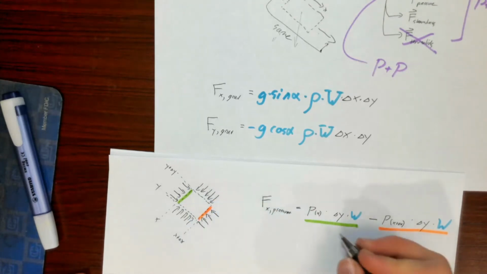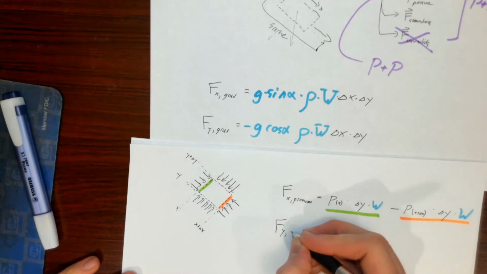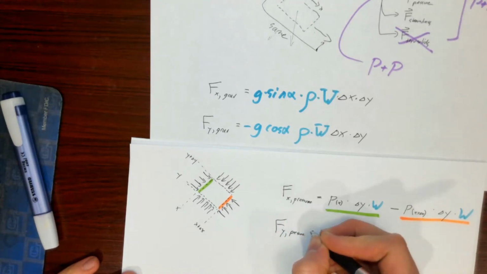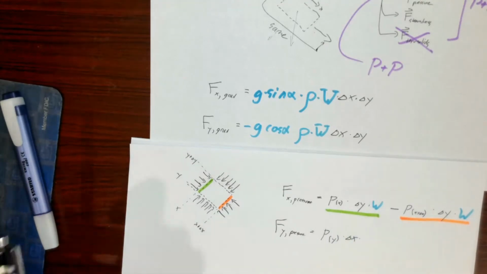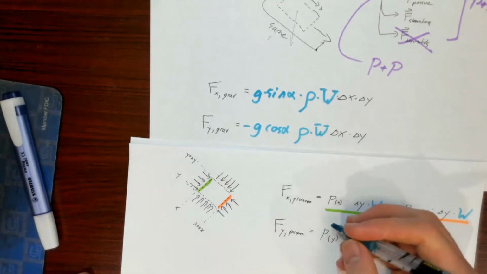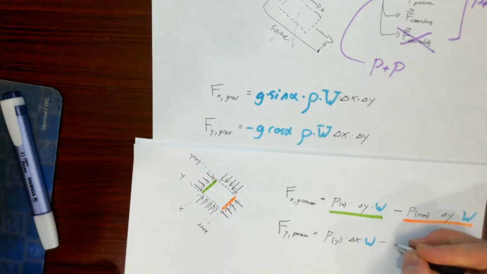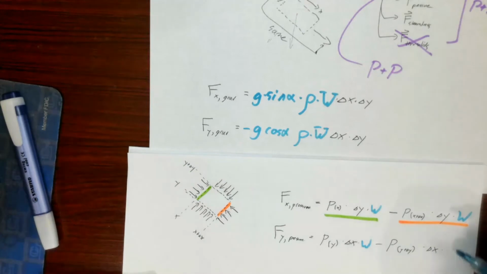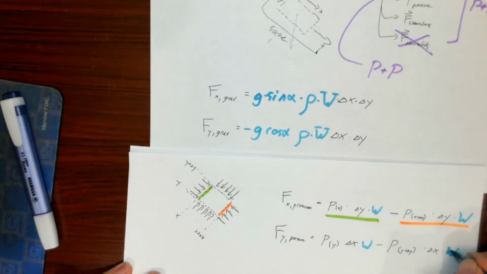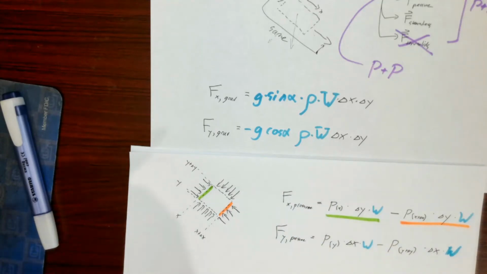We can formulate a similar thing for y pressure forces. So what's that going to look like? Fy due to pressure is equal to the pressure at y times delta x times w minus the pressure at y plus delta y times delta x times w. And now we've formulated both our x and y pressure forces.